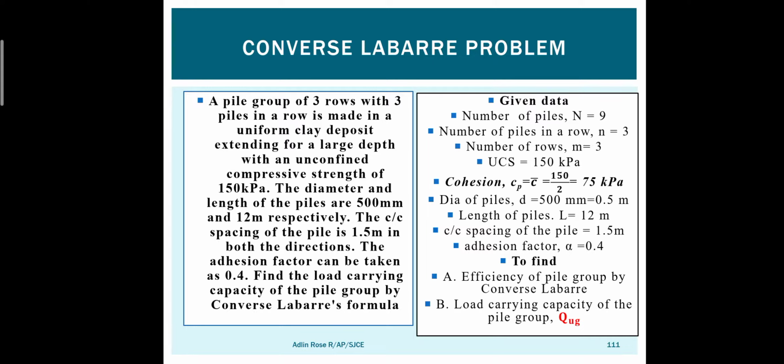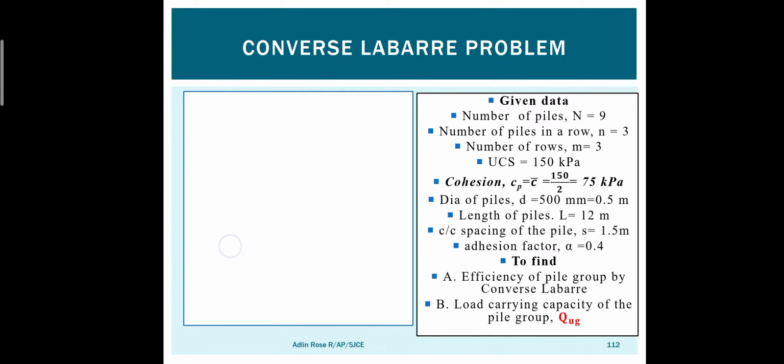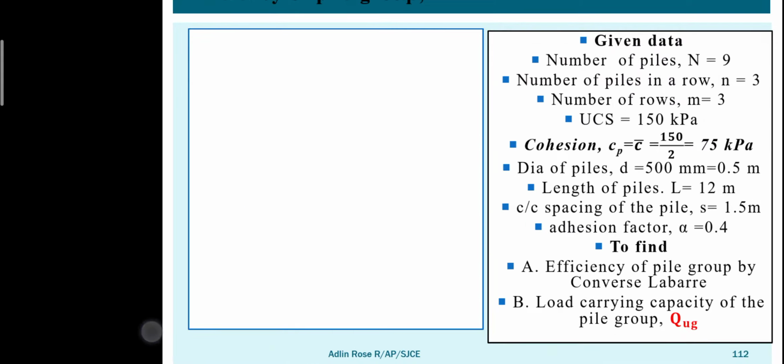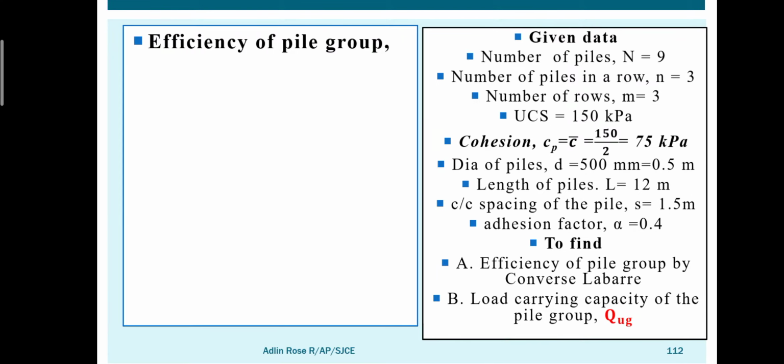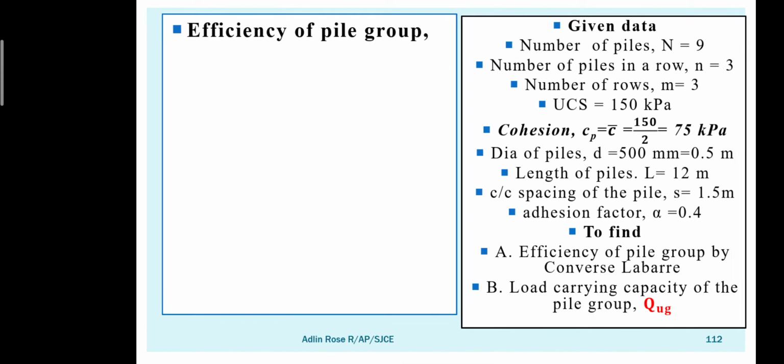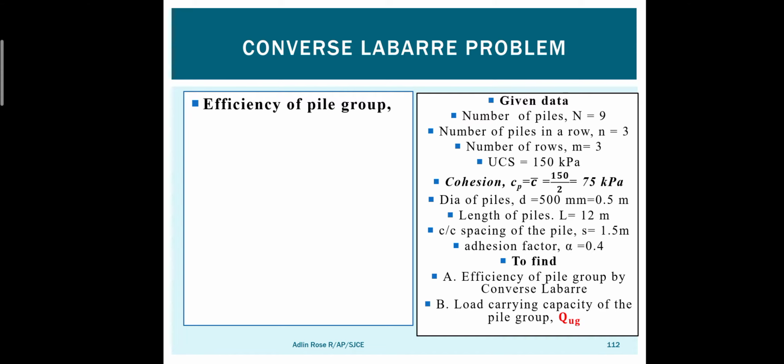Okay, we will solve the problem. First, efficiency of the pile group. What is the efficiency of the pile group? We know that eta g is equal to 1 minus theta by 90 into (m minus 1) into n plus (n minus 1) into m, divided by m n.